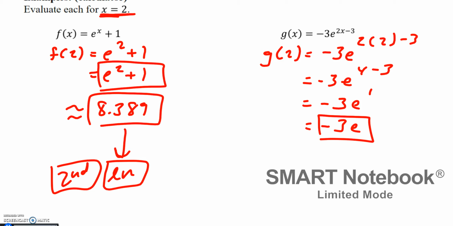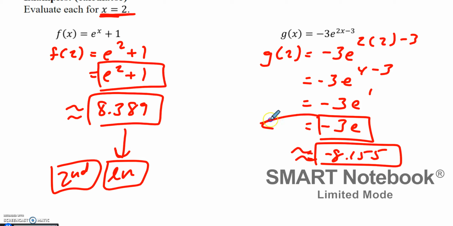And so that would be negative 8.155, about. And so to get to this one, you would just press second and then the division sign. Both are handy. Both are used for different purposes.